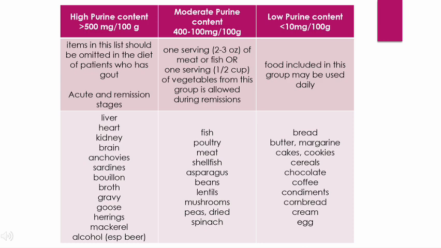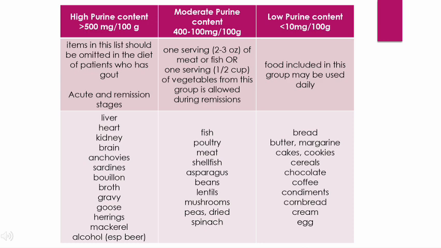Now let us move to moderate purine foods. These contain about 100 to 400 milligrams per 100 grams. Unlike high purine foods, these are not completely restricted, but they must be consumed in limited amounts. The guideline suggests 1 serving per day, which is about 2 to 3 ounces of meat or fish or half a cup of vegetables from this group.